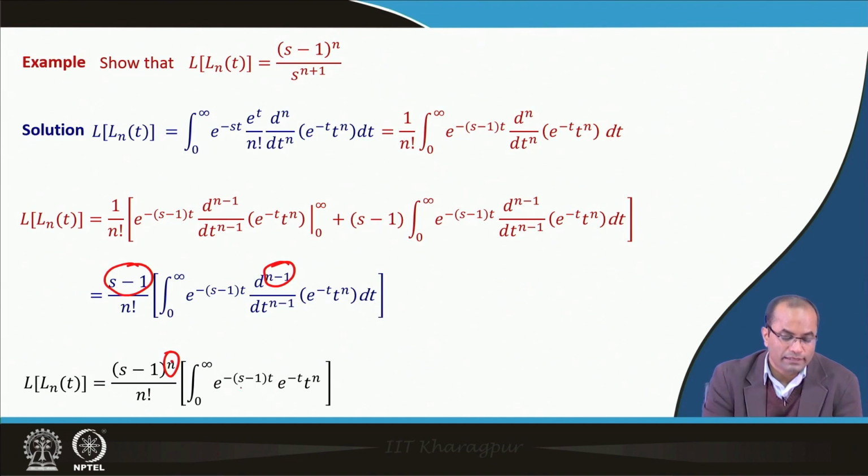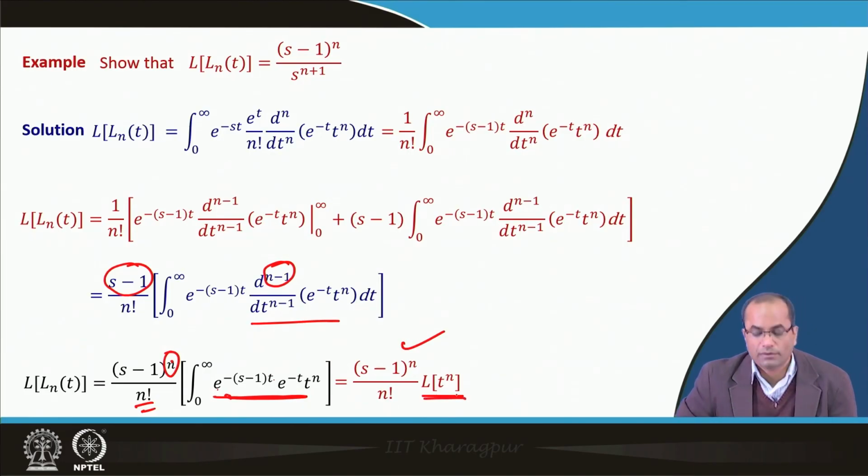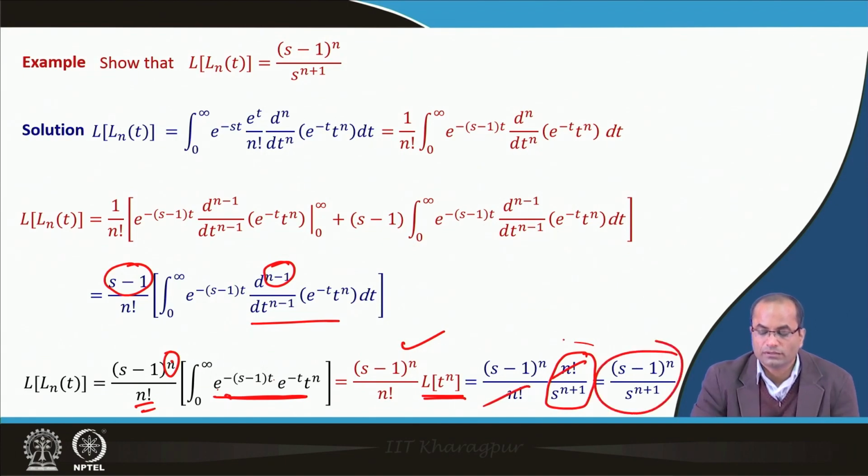So, we will get the power n, and then we have the term without the derivative, which can now be written as (s - 1)^n over n!, times the integral of e^(-st) t^n, because the minus t and plus t cancel out. This is the Laplace transform of t^n, and we know the result, that is n! over s^(n+1). Then we can cancel these, so we got (s - 1)^n over s^(n+1).